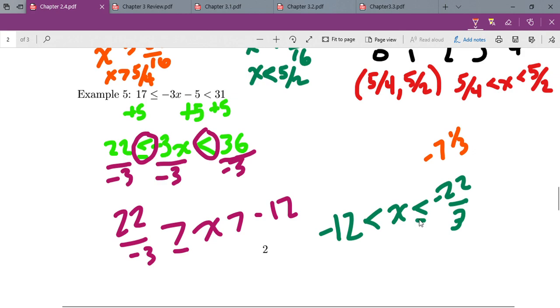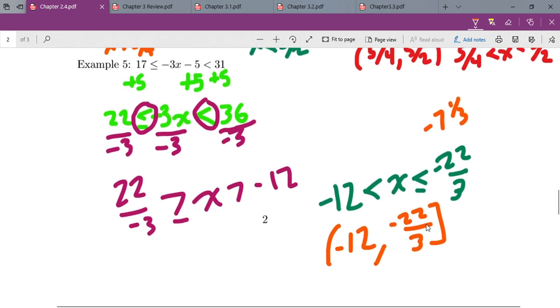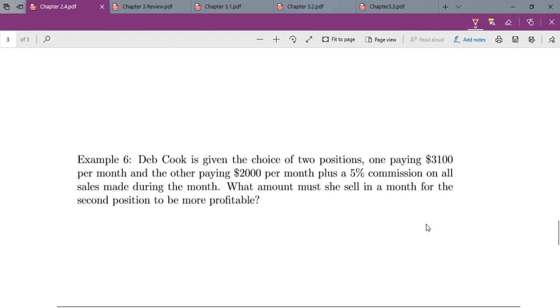That's really the only thing you want to double check, and that's the reason I wrote it as negative 7 1/3 rather than negative 22 over 3, because it can be hard to compare those with the eye test. It's easier to say negative 12 is much smaller than negative 7 1/3. So this works out and this will be your answer. In interval notation, you could simply do parentheses negative 12, because it's not equal to, comma, negative 22 over 3 bracket, because it's an equal to sign right there. Alright, moving on to page 3.